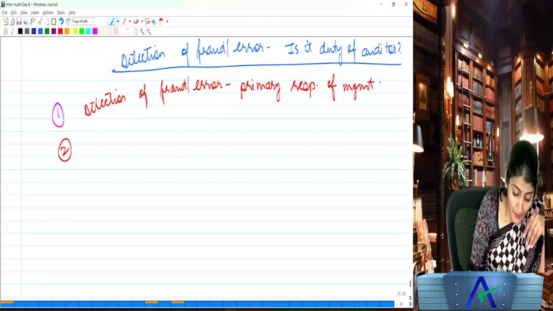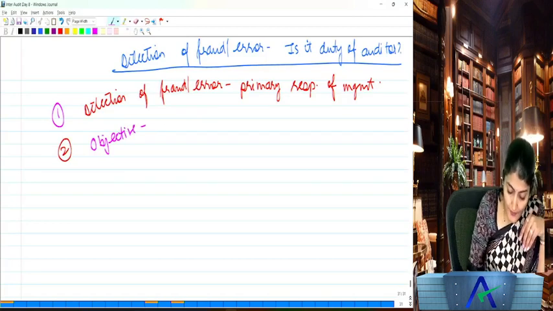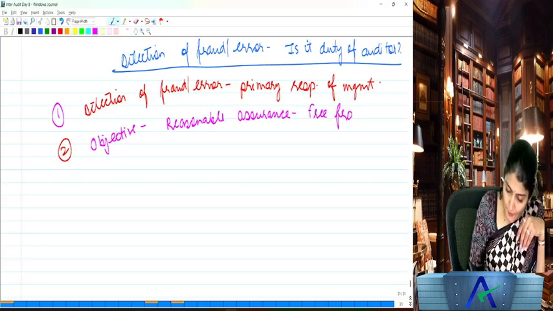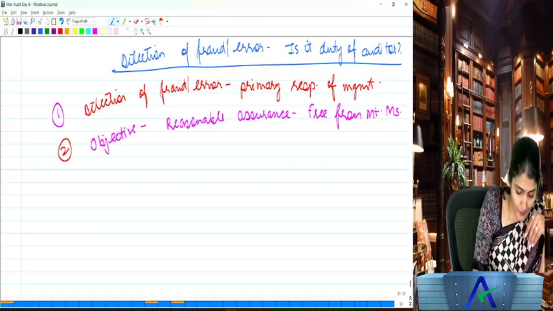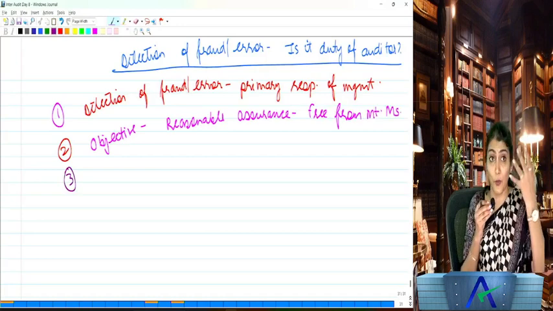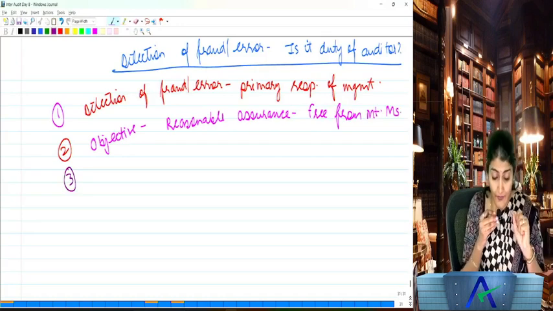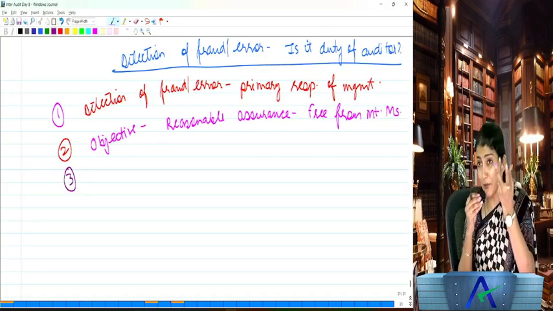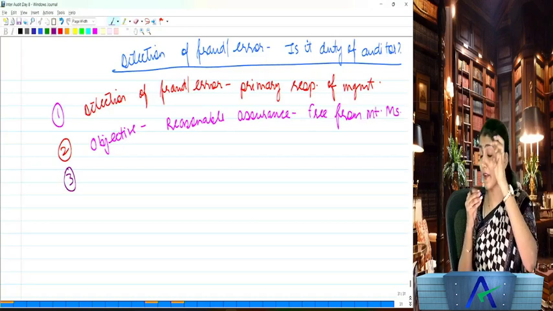The objective of the auditor is to obtain a reasonable assurance that the financial statements are free from material misstatement. And our auditor is behaving like an advocate over here, not directly saying yes or no, proving his case. Then they say, auditor, but tell me, is detection of fraud and error your duty?